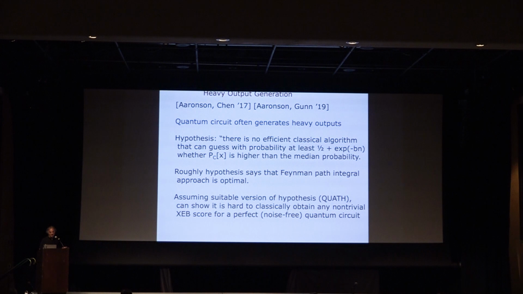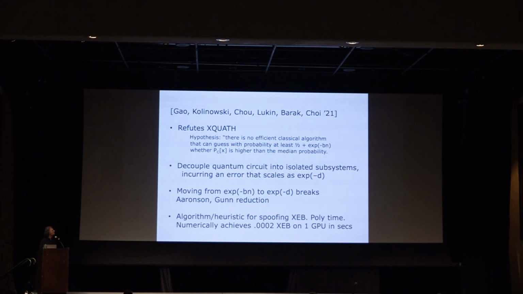So this was great. It was a very clean conjecture that showed that you were achieving quantum supremacy. You could sort of say, well, maybe it's a strong conjecture, but at least it's something you can get your hands on. Now, a couple of years ago, there was this paper by Xingao et al. Misha Lukin was on the paper, which refuted XQUAC.